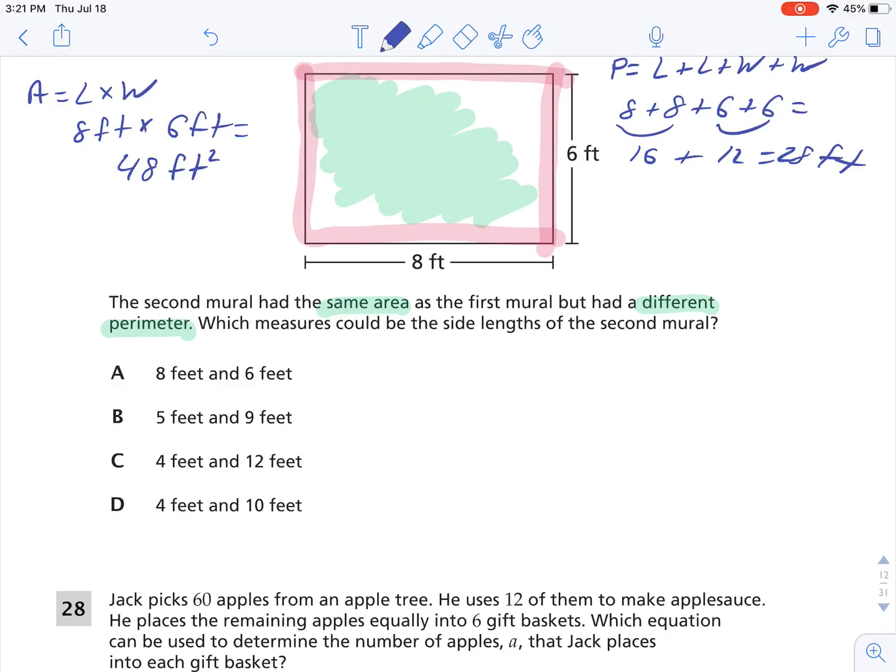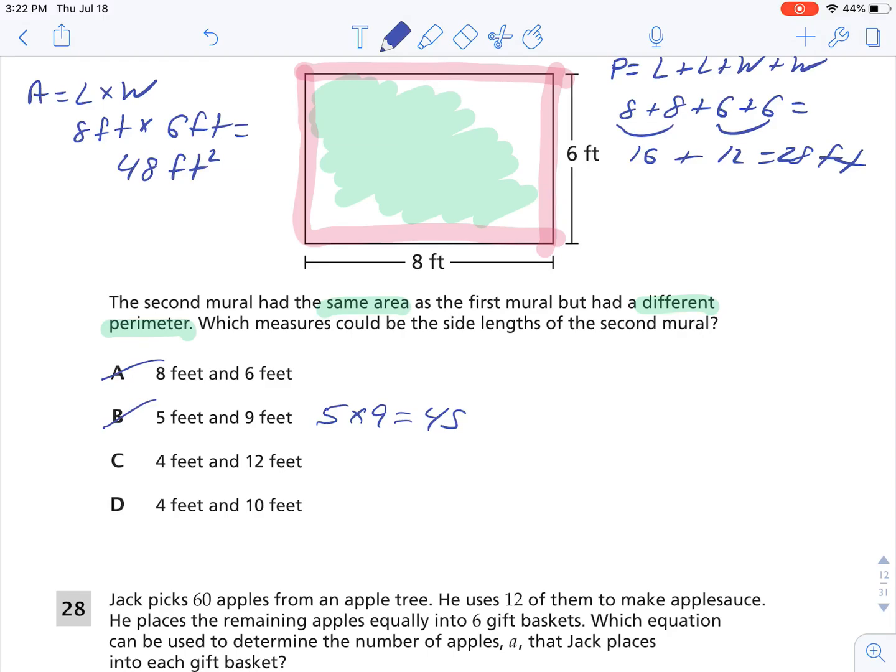Let's look at A. 8 feet and 6 feet. Well, that's going to be the same area and the same perimeter because it's the same exact length and width. So it can't be A because that would give me the same perimeter, and I'm looking for a different perimeter. B, 5 feet and 9 feet. So 5 times 9 is 45. That's going to give me a different area. I'm looking for the same area, so it can't be B.